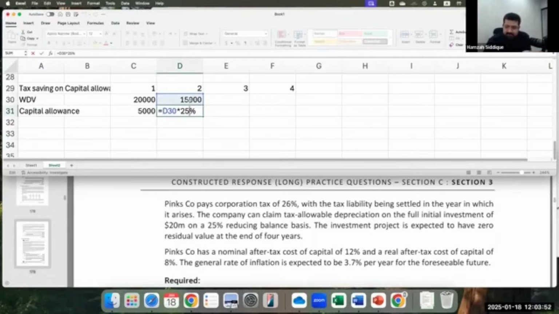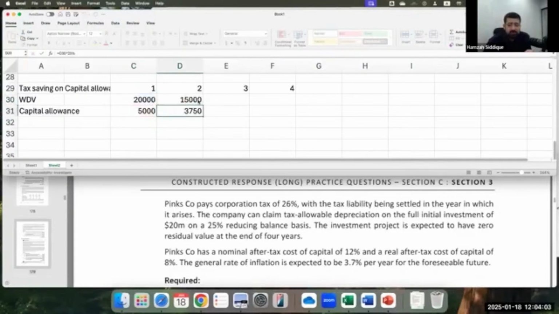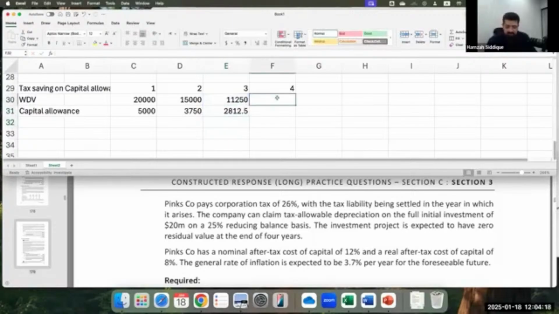Quite logical. I repeat my words a third time. Initial total value, 25% charge. The next year, the difference of the both will be the written down value, and the next year's capital allowance will be on it. Then this will be repeated: net, and this into 25%. It will be net.